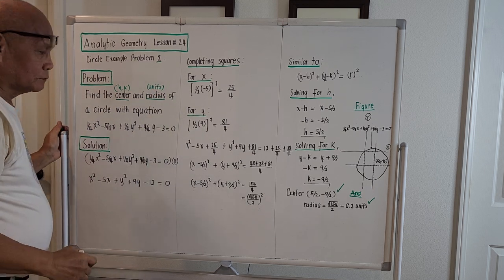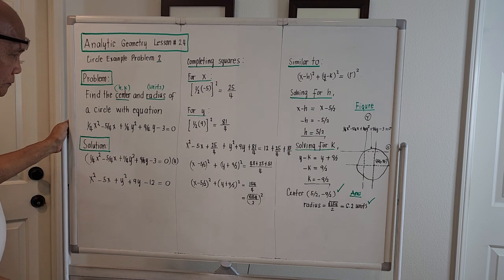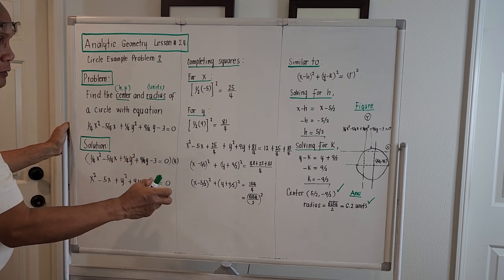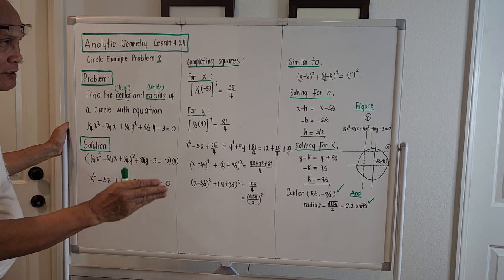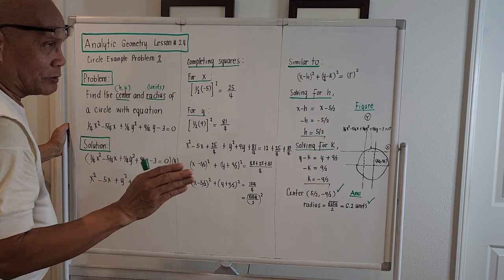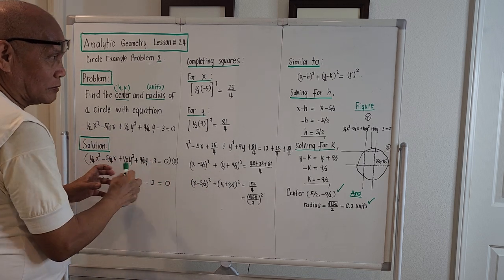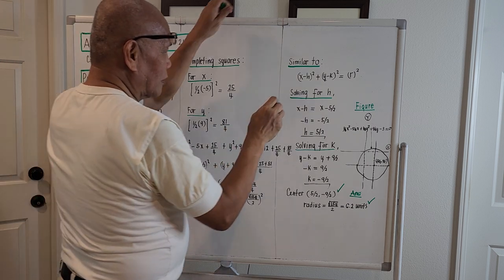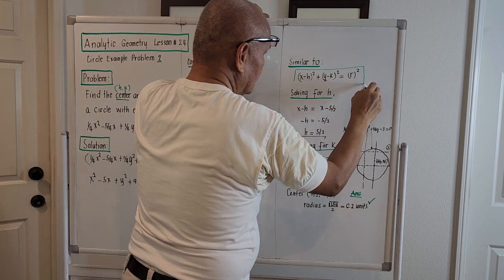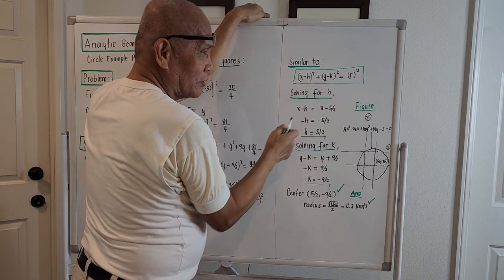Okay, let's try to bring out the solution. The key to the solution of the problem is that we must know the equation of a circle with center at h, k. And before I discuss the solution, I will give you the equation of a circle with center at h, k. This is the equation of a circle with center at h, k.